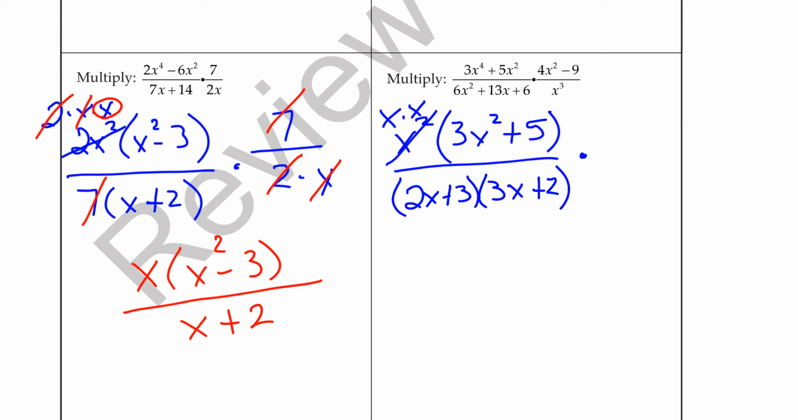If you don't know how to get those factors, you need to stop this video right now. Go back. I have factoring videos here on my YouTube channel. I have probably 10 or 12 of them. Go backwards and review factoring trinomials. This numerator, 4x squared minus 9, is the difference of squares. So those factors would be 2x plus 3 and 2x minus 3, and the denominator is just a monomial, x cubed.